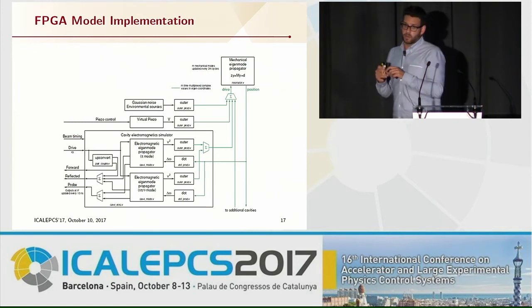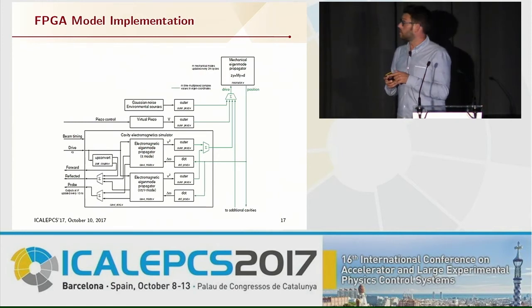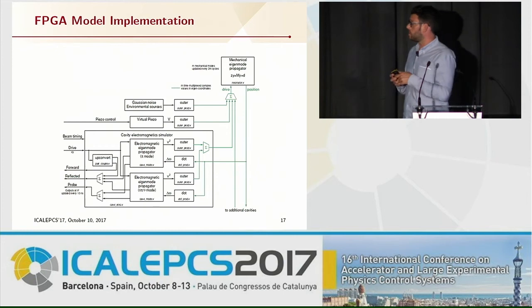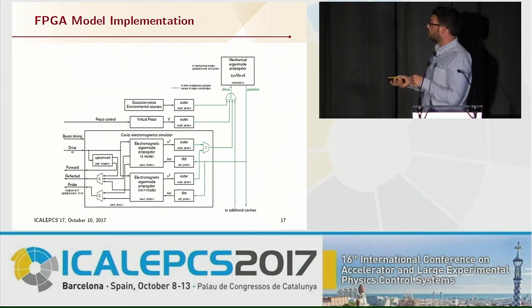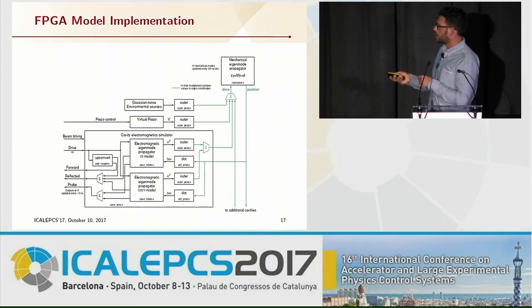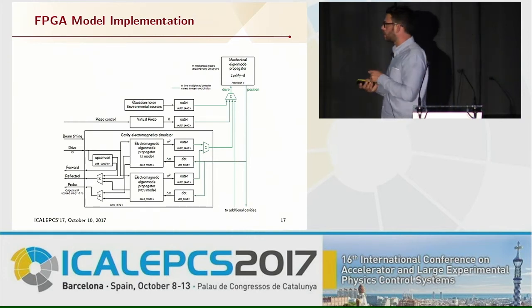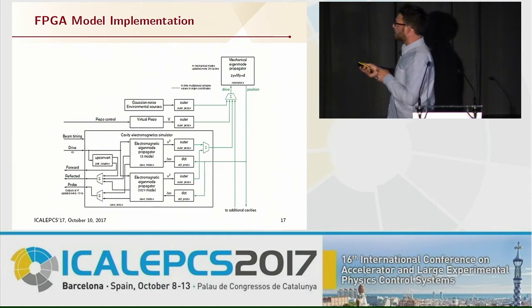Here is the diagram of the physics model representation inside the FPGA. This is the cavity electromagnetic simulator, with the implementation of the electromagnetic Eigenmode response, the first order low-pass filter that I was showing earlier. And then here we have the mechanical resonances. And then here are the couplings from electromagnetic Eigenmode to mechanical mode.